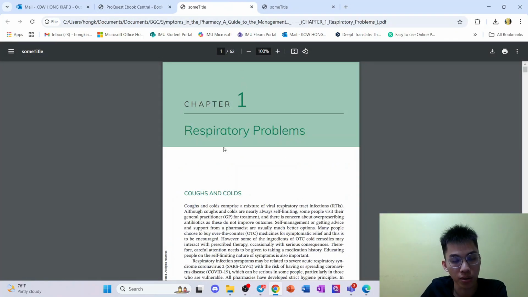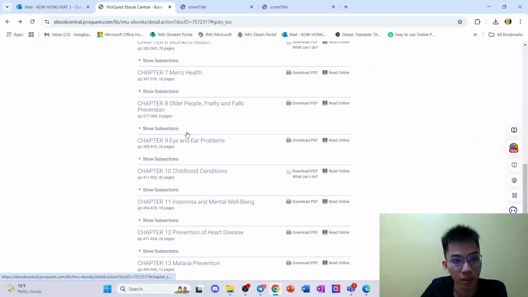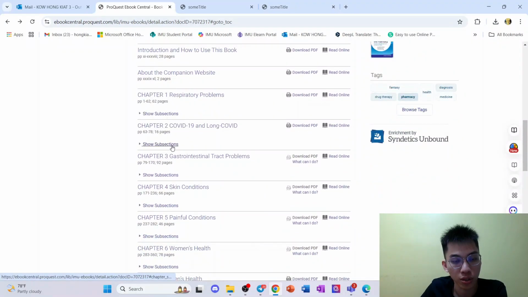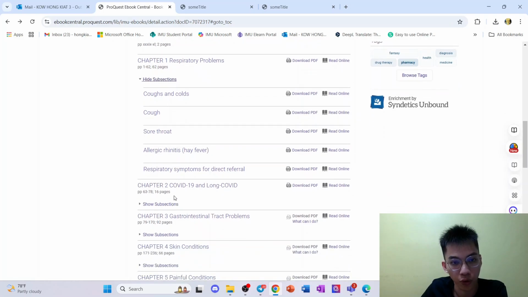And here you go. This is the PDF file that you will be downloading, the entire chapter of the respiratory problems. And in addition to the big chapters, there are also subsections under each chapter. So when you click on show subsections, they'll show you the subsections that will be covered under each chapter. So for example, respiratory problems, the common illnesses or signs and symptoms covered are, first one, cough and cold, cough, sore throat, allergic rhinitis, respiratory symptoms for direct referral.